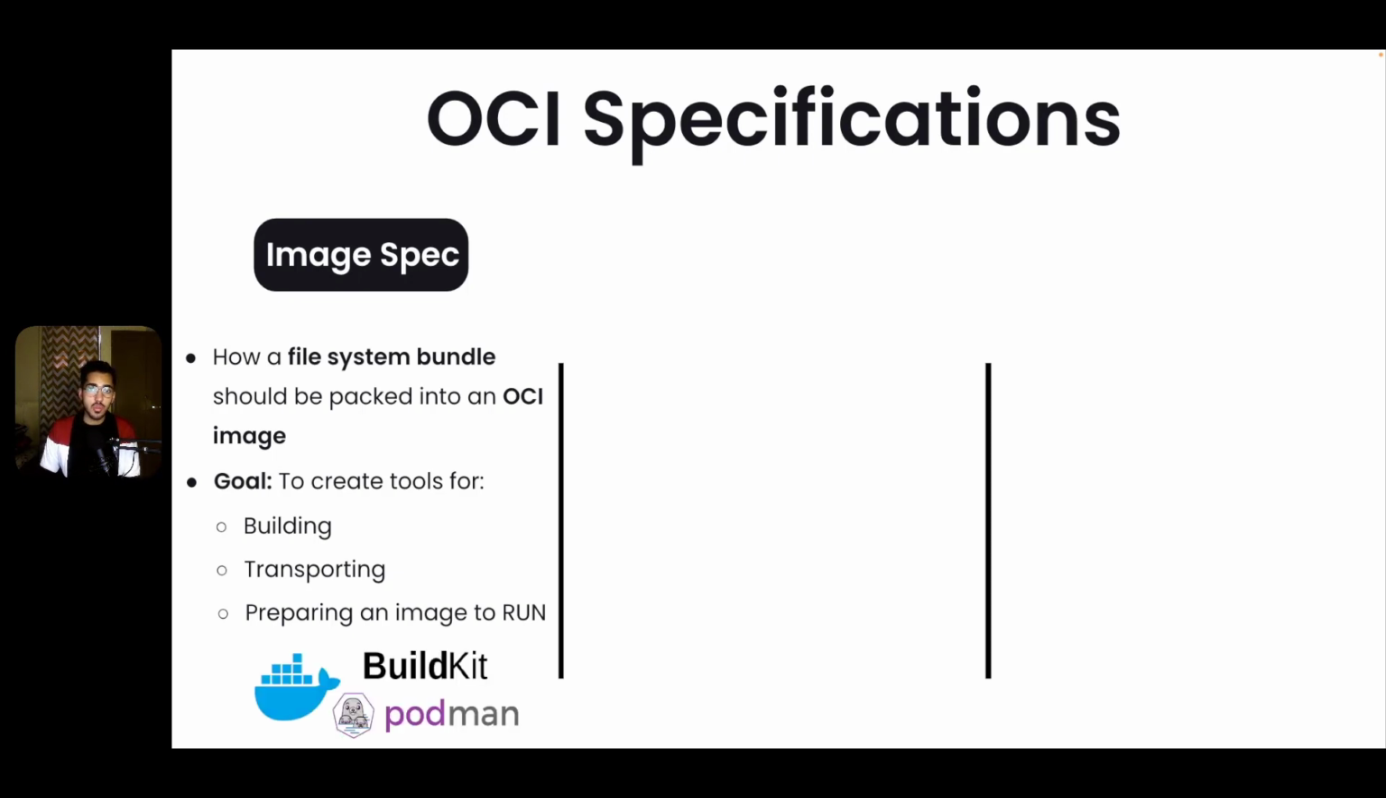And here are some of the tools that actually help us to make these OCI images. So we have Docker, BuildKit, and Podman. There are a lot of tools out there, but I have just listed a few of them which are very popular in the ecosystem. Now the next spec is the runtime spec.